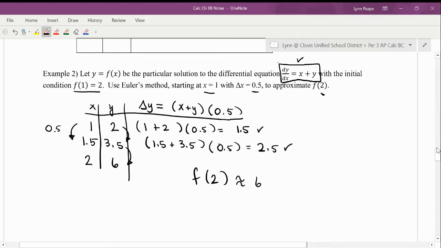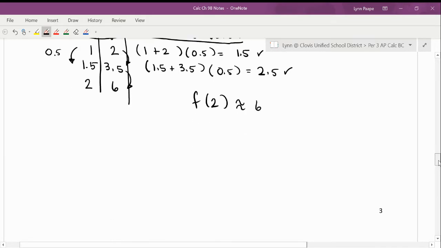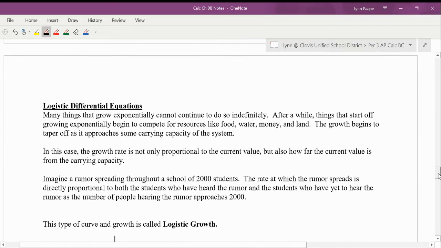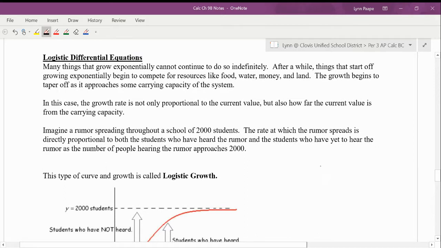Okay, and then the last portion for 9b with our differential equations is what we call logistic differential equations. Many things grow exponentially, but they can't continue to do so indefinitely. This has to do with the J curves and S curves from, I think, APES or AP Bio, something like that.